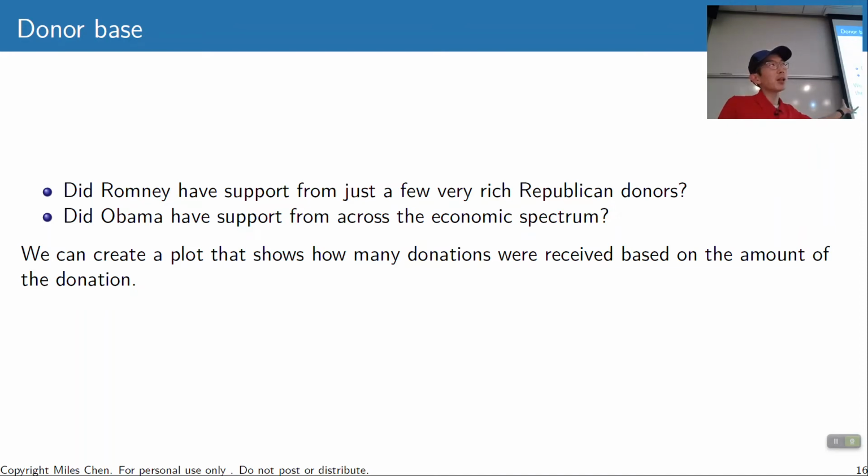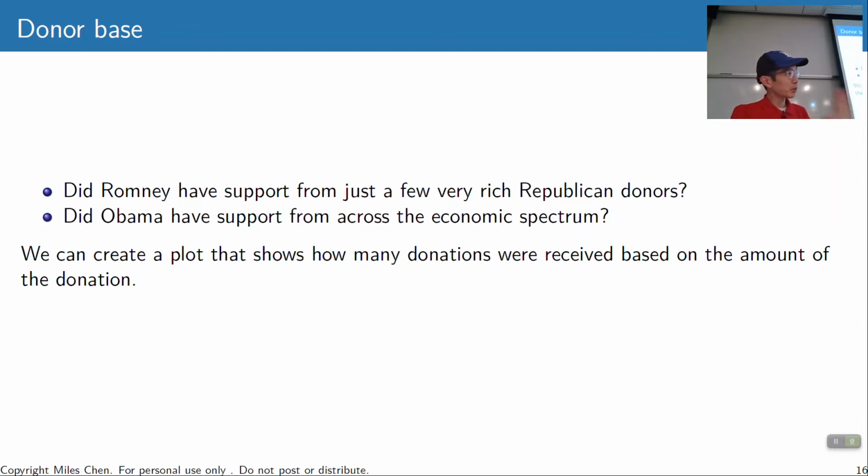So what kind of plot should we use here if we wanted to see how many donations were received based on the amount of the donation? Yeah. I think like a histogram where you could have on the horizontal axis the amount of the donation in ranges. Yeah. And then on the y-axis the count. Mm-hmm. Exactly. So this is kind of the classic case for a histogram.